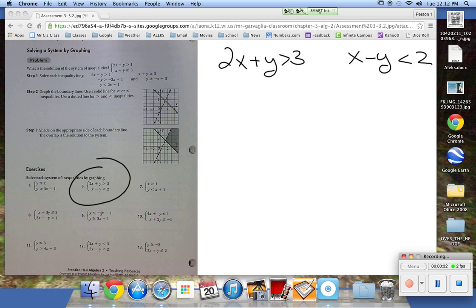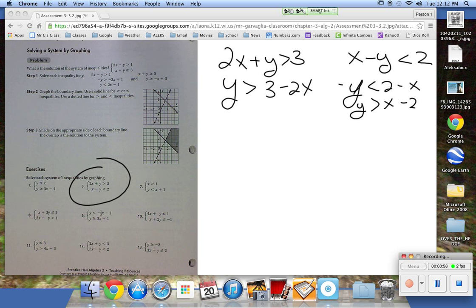First thing I'm going to do is solve for y on both of these to make it easier for myself. So I'm just going to bring my 2x over, and y is going to be greater than 3 minus 2x. In this case here, we've got to be careful because it starts out as negative y is less than 2 minus x. But if we divide by a negative 1, this becomes greater than. So y is greater than x minus 2. By dividing through with a negative 1, we were able to switch these around. That's important to note.